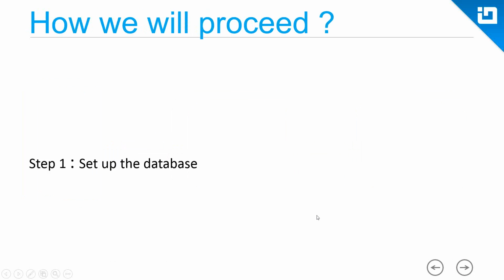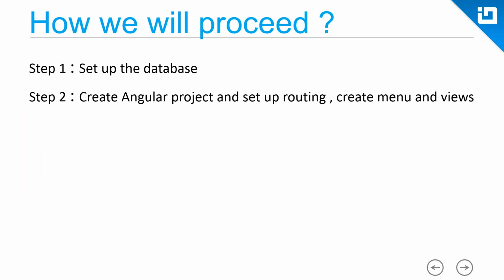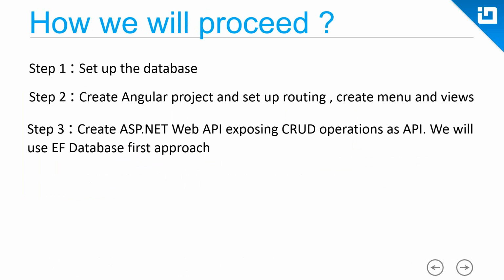So how will we proceed? In step 1, we'll set up the database. In step 2, we'll create an AngularJS project and set up routing, create menus and views. In step 3, we'll create ASP.NET Web API and expose the CRUD operation as API. We are not going to follow any pattern right now. We'll be following a very simple database first approach using Entity Framework, because the objective of this webinar is to see how we can create a single page app rather than getting involved in the pattern for Web API. Perhaps we may do that in other webinars.